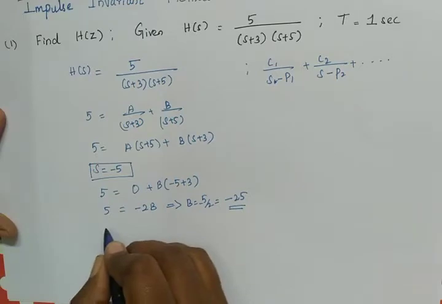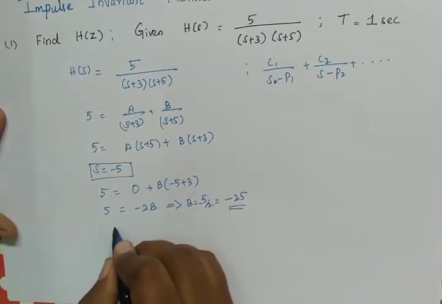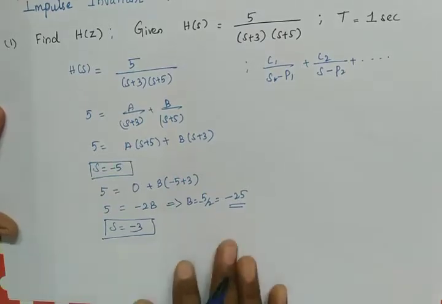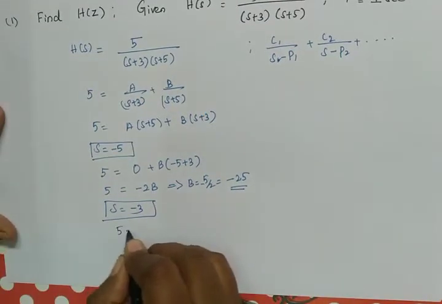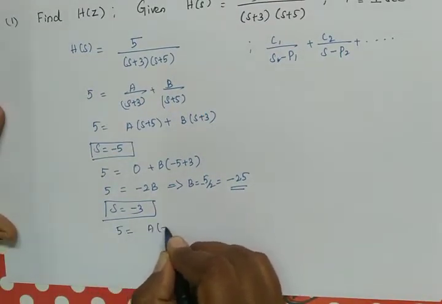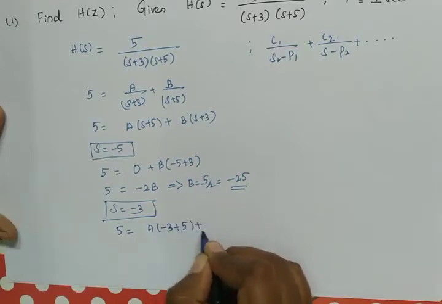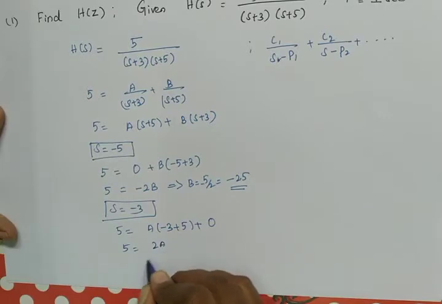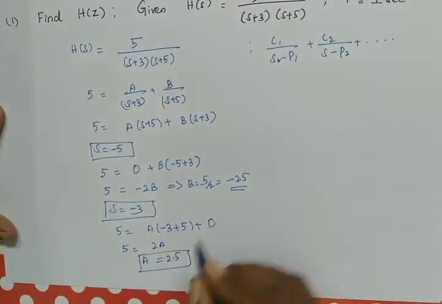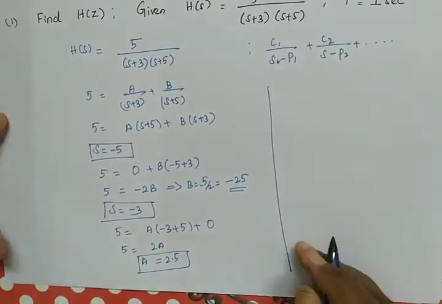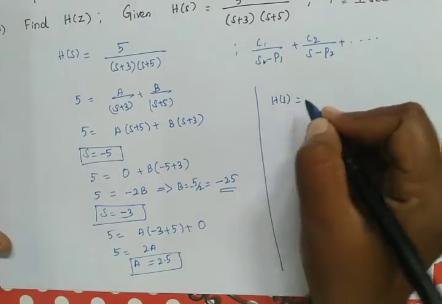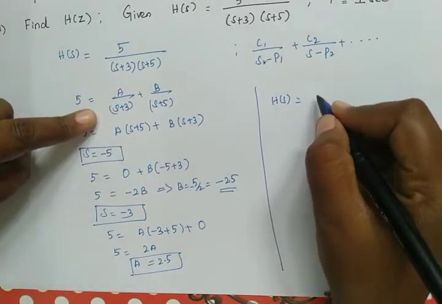Now what is A? For finding A, we substitute s equal to minus 3. Then 5 is equal to A into (minus 3 plus 5), and the B term becomes 0. Therefore 5 is equal to 2A, so A is equal to 2.5. So we found the A and B values. Now substitute these A and B values.